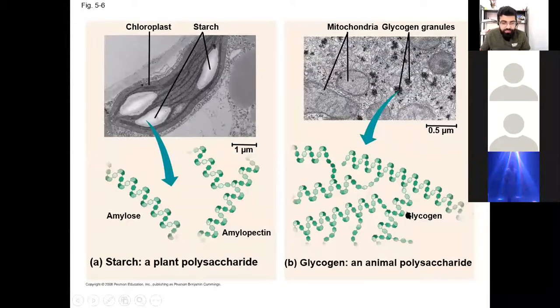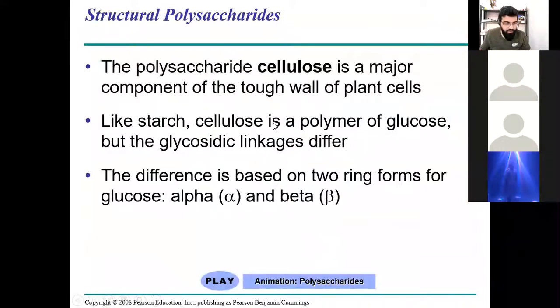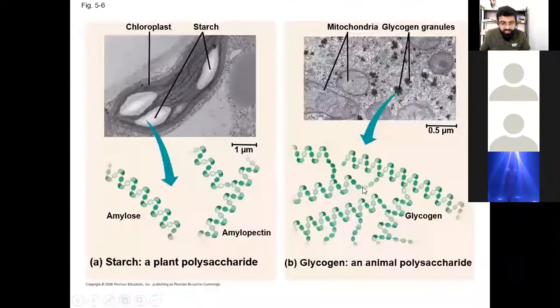Glycogen is a series of glucoses, but more and more branched. Highly branched. Actually, I want to focus on this: the starch and the glycogen. These are used to store energy.